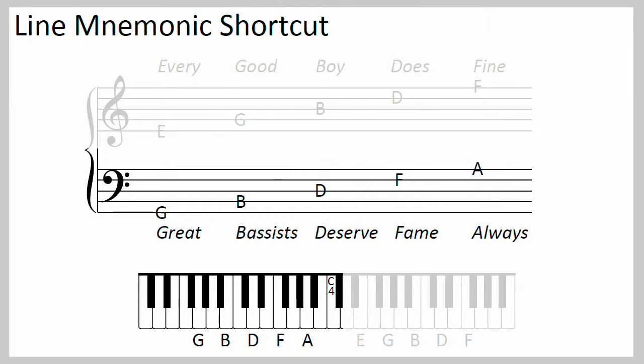This mnemonic for the bass clef is the best one out there in my opinion because it refers to a bassist who plays the lowest part in music, usually written with the bass clef. This way you can always remember which mnemonic is for which clef. The mnemonic with the word bassist in it is for the bass clef.